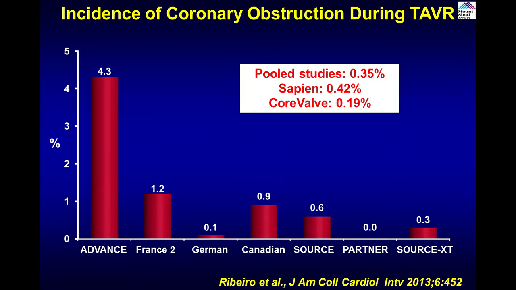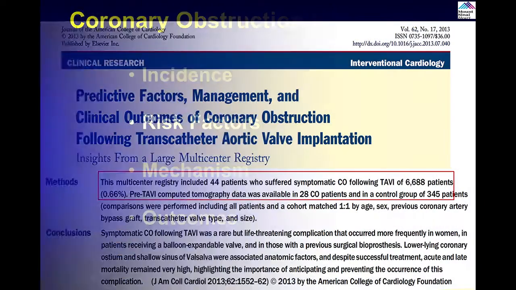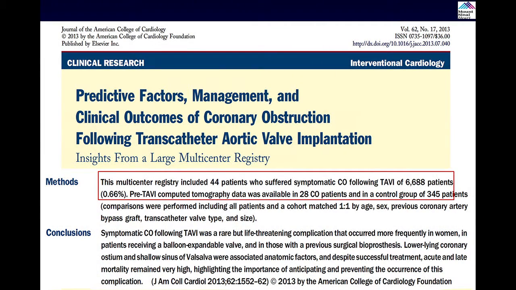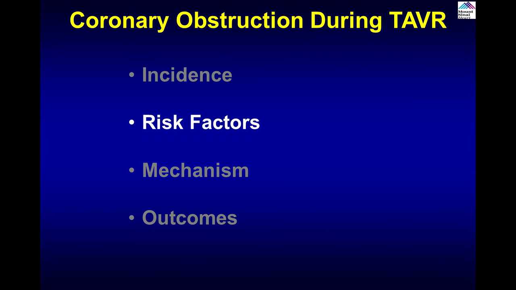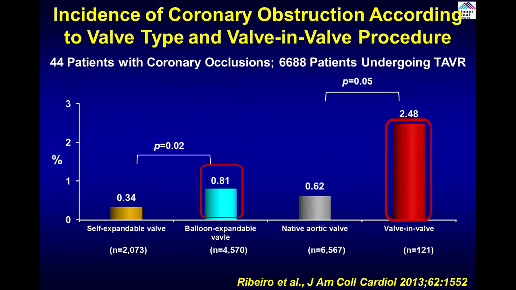In pooled studies in 2013 it was 0.35%, and then a major registry was presented, a large multi-center registry of 6,088 patients in which 44 developed symptomatic coronary obstruction, making it 0.66%. To me, that's the landmark paper for the predictors and outcomes of coronary obstruction after TAVR. Risk factors: who develops this coronary obstruction? Which approach you use, transfemoral, transapical or other, does not matter. It remains the same, around 0.6%. But there are clear-cut factors.